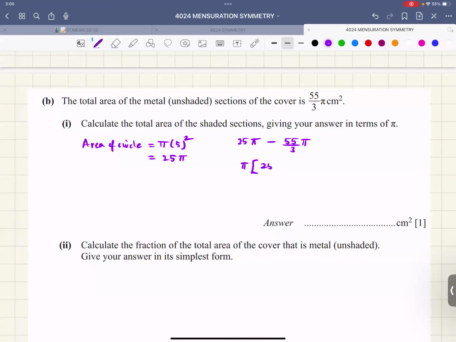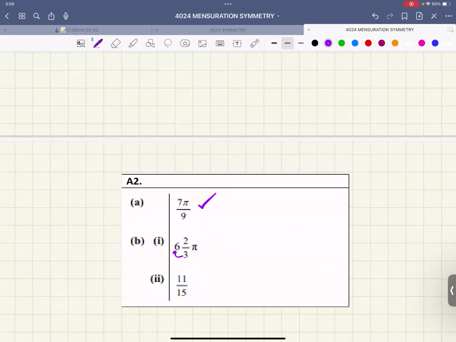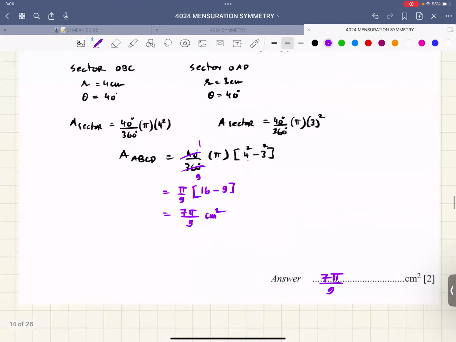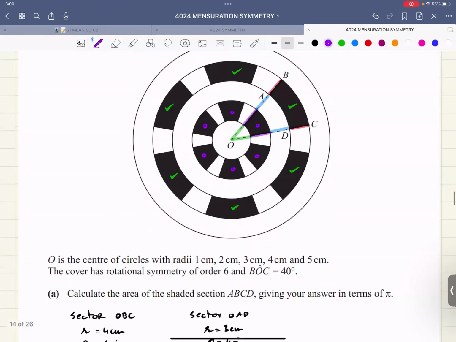So 25 into 3 minus 55, divided by 3. So this is pi over 3 and this is 20. So 20 pi over 3, that's the answer. 3 into 6 is 18, 18 plus 2, that is 20 over 3 pi. So this is also good. So I thought that was a blank space. No, that blank space is what I'm looking for. That is the metal. So that needs to be subtracted.